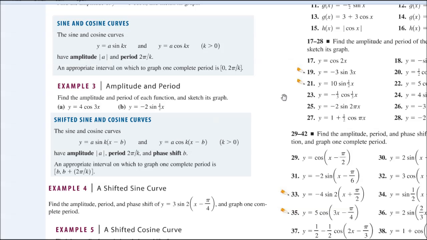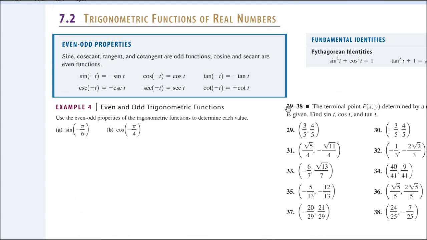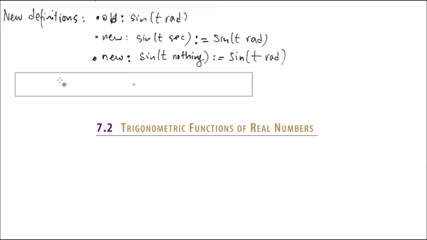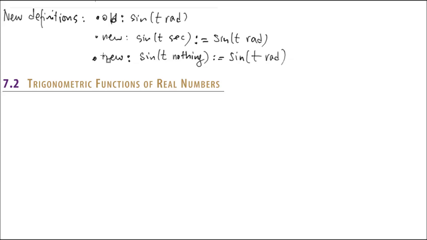So see if we have that title here. There's our title. So I'm going to just use that rather than writing it here. There's our new definition. Trigonometric function of what? Numbers. Not angles, just numbers. Okay?